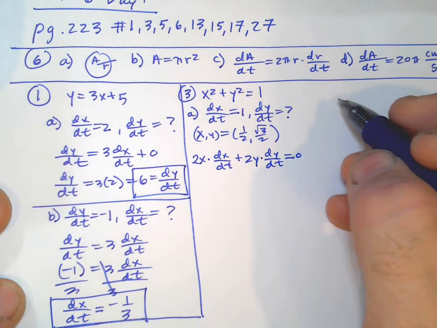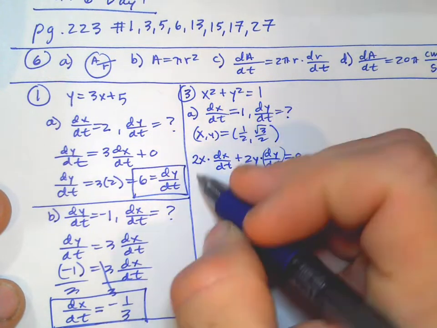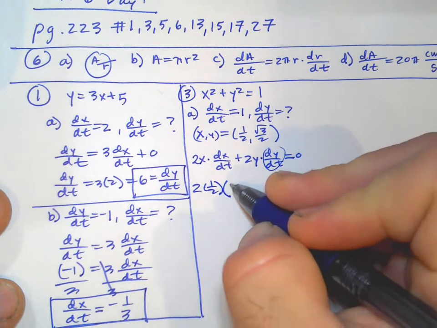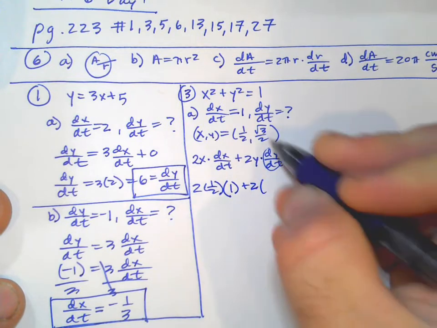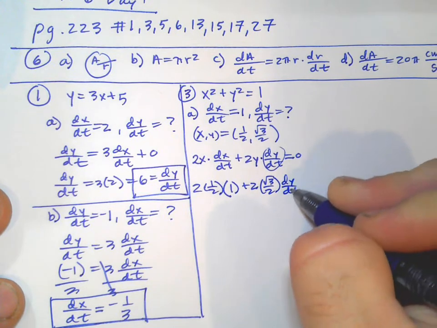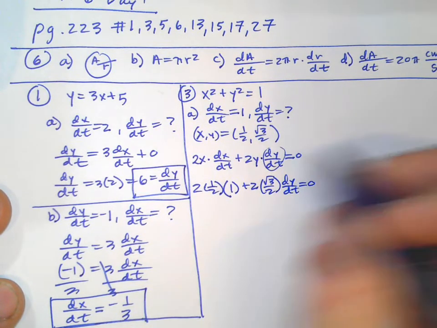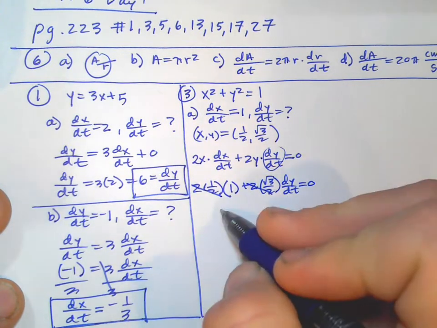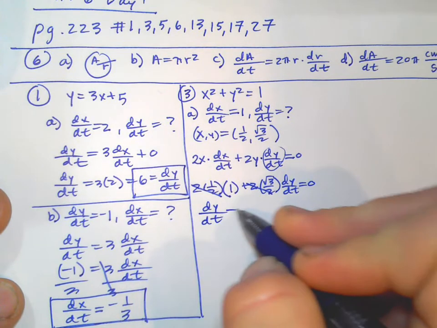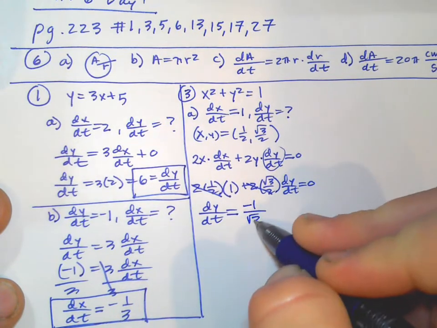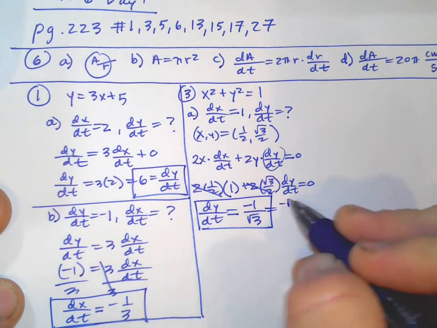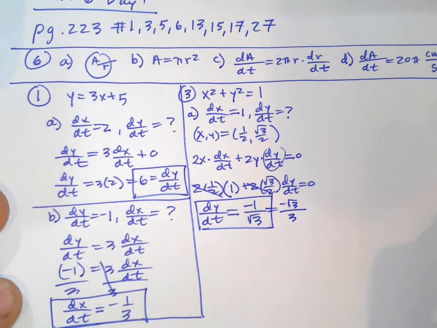Okay. Now we're trying to find this. We have everything else. So we plug 1/2 in for x. For dx/dt, we plug 1 in. For y, we plug in √3/2. And then we're looking for dy/dt. So here the 2's cancel, the 2's cancel. We subtract 1 to the other side and divide by √3. And that's fine. That's good enough for the answer. I mean, if you want, you could rationalize the denominator. It's not too hard.